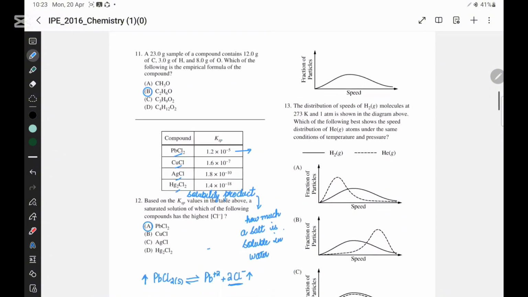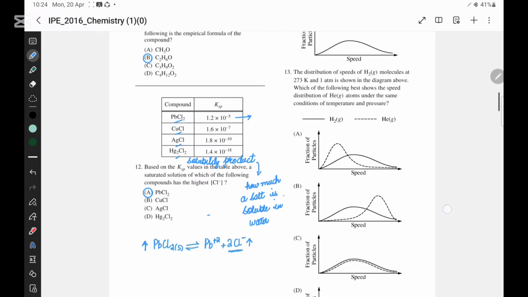For the next question, they have given the distribution of speed of H2 molecule at 273 Kelvin and 1 atm, shown in the diagram above. Which of the following best shows the speed distribution of He atom under the same condition of temperature and pressure? So for He, helium has a molar mass of 4, and H2 has a molar mass of 2 because hydrogen has 1. Helium has greater molar mass.